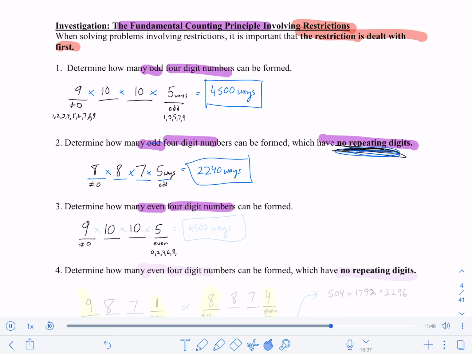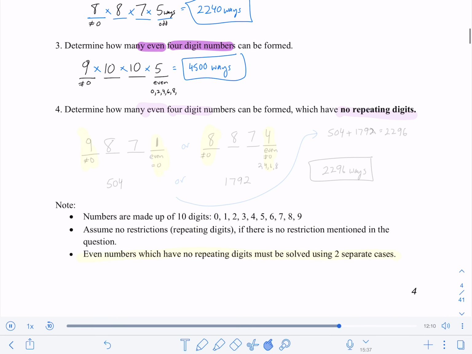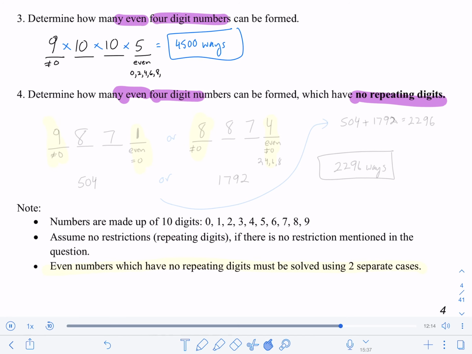Now the reason why this is just like the first one is because I don't have any restrictions about repeating digits. And so, of course, 4,500 ways. Okay, but here's a really interesting next step. If I look at the fourth one, I've got how many even 4-digit numbers can be formed with no repeating digits.